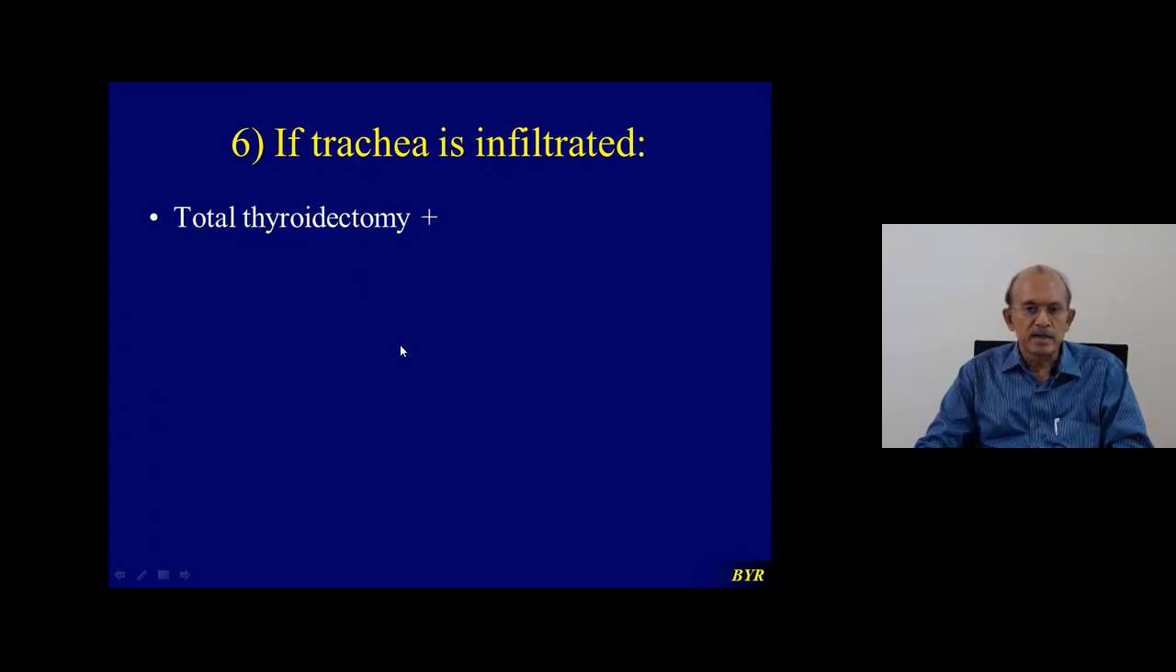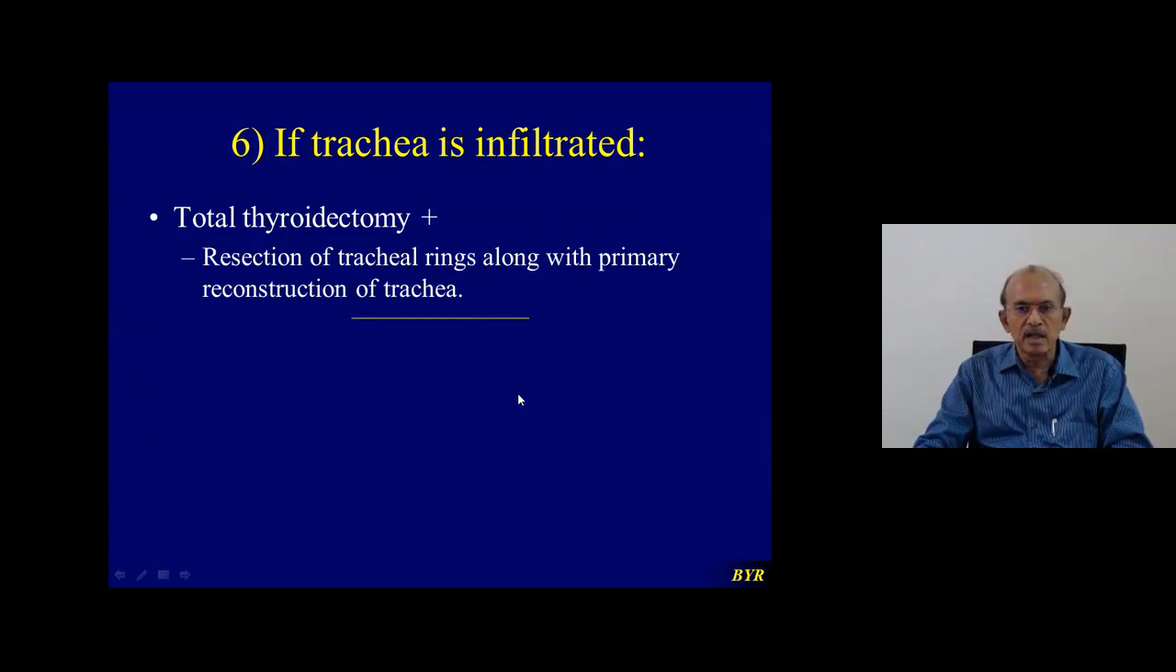If trachea is infiltrated: extrathyroid spread of thyroid malignancy means infiltration to any local structure is called the extrathyroid spread. It can be to the recurrent laryngeal nerve, to the trachea, to the carotid sheath, prevertebral fascia. So anything is called as the extrathyroid spread. That means beyond the capsular thyroid gland. That's all. So if trachea is infiltrated, do total thyroidectomy plus resection of the tracheal rings along with primary reconstruction of the trachea.